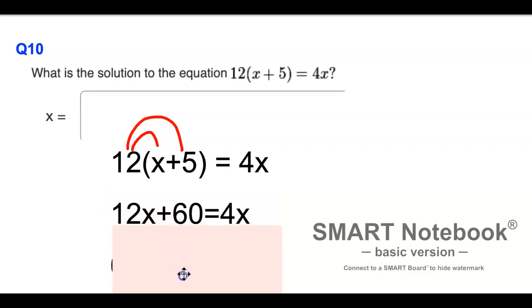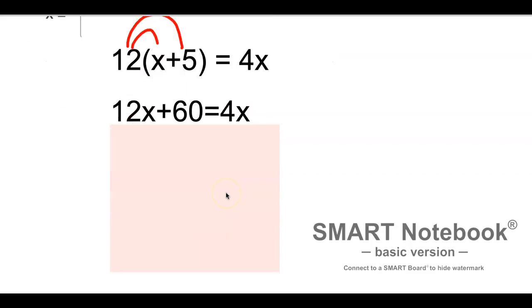So when we do that, 12 times x is equal to 12x, plus 12 times 5 is 60. So this turns into 12x plus 60 equals 4x. Now again, we want to get x on one side of the equation by itself. So we need to move all of our x terms to one side.